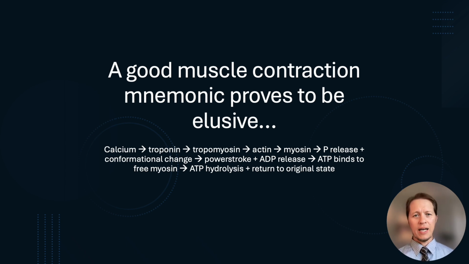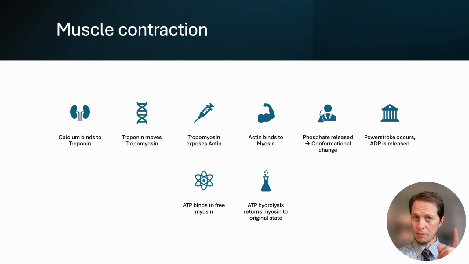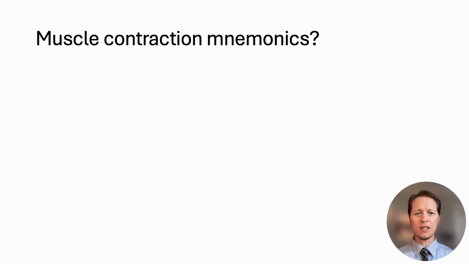Now, I have searched far and wide to find a good mnemonic for muscle contraction, and there's just nothing good out there to illustrate all these different steps that go on with muscle contraction. I asked Microsoft this time, not AI, to give me some icons that relate to each of these steps. And when I asked for calcium, well, they gave me a kidney. Okay, fine. Troponin, tropomyosin. All right, there's some DNA. I have no idea why we have a syringe here. Maybe it thinks tropomyosin means anabolic steroids. Anyway, these are the different steps that happen, and there's just not a good one out there.